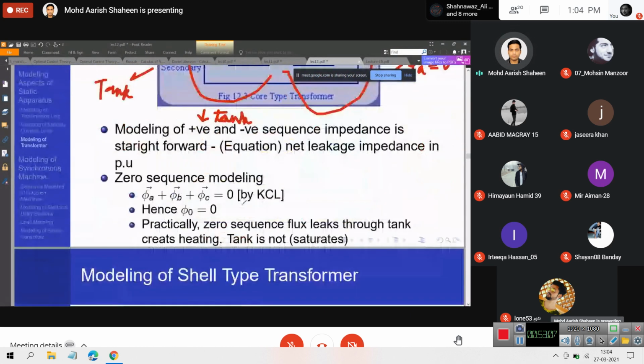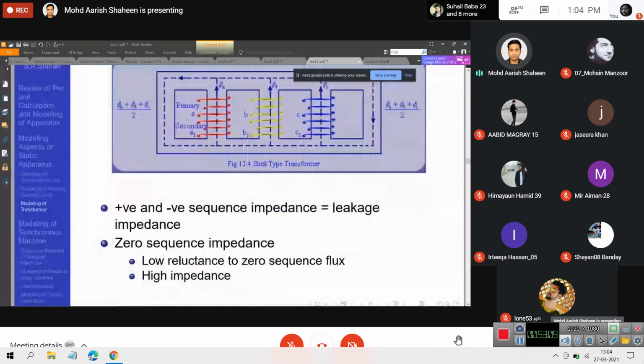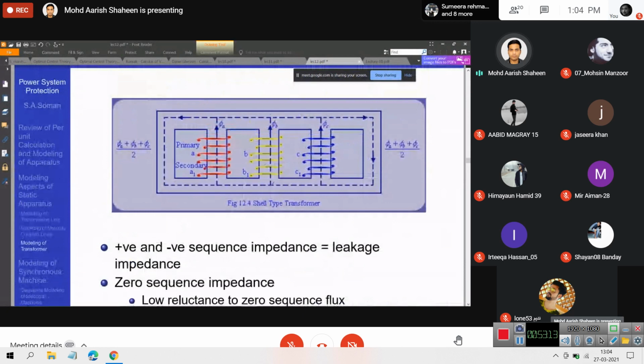If you compare that to this network, ठीक है, ये आपके पास है shell form transformer. इसमें हमारे पास 5 limbs होते हैं. So if all these fluxes phi A, phi B and phi C are basically zero sequence, at this point they can divide into two parts. There is a path for return. A flux can come back from here.